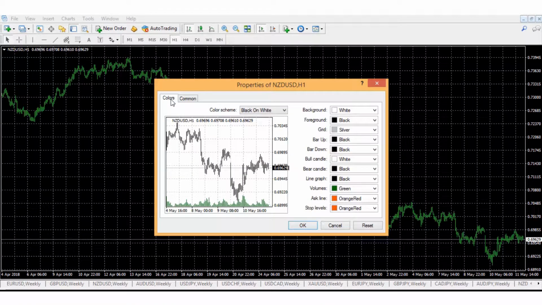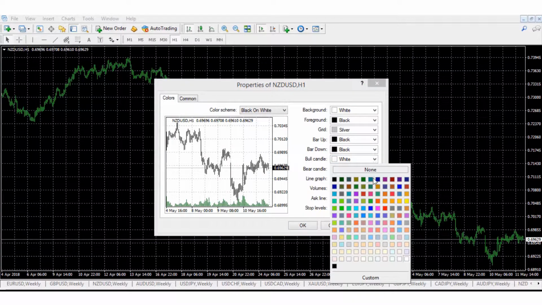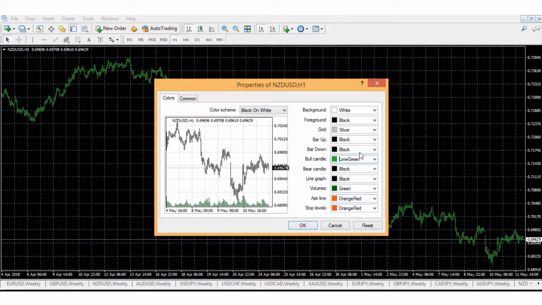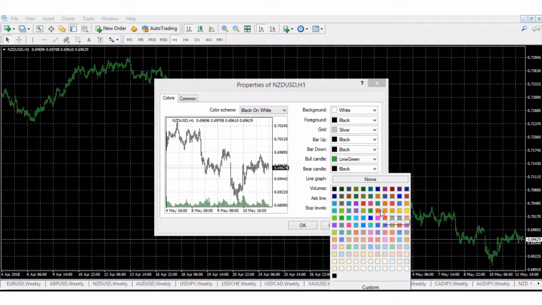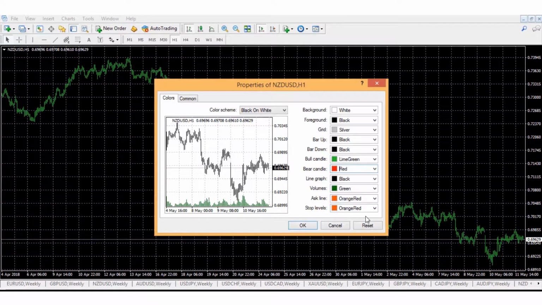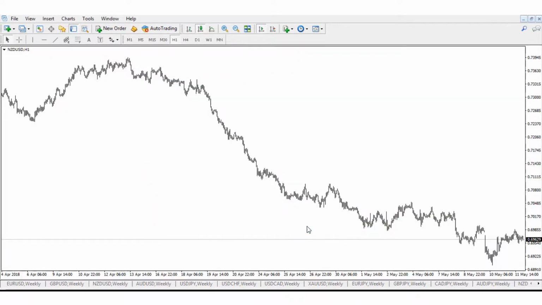One last thing to do. I would want my bull candles to be green. It's lime green actually. And I want my bear candles to be red. Choose the color which suits you. So now I have my naked chart.